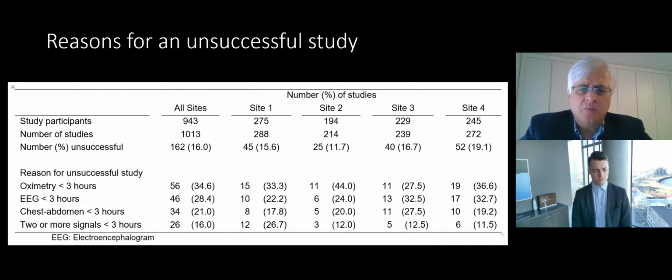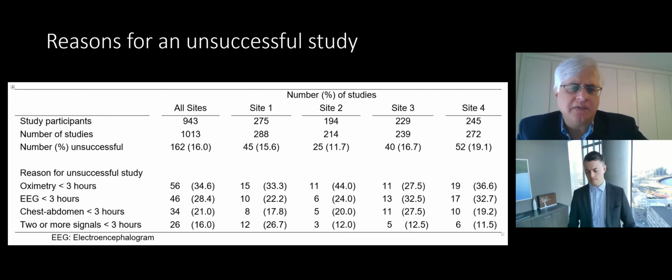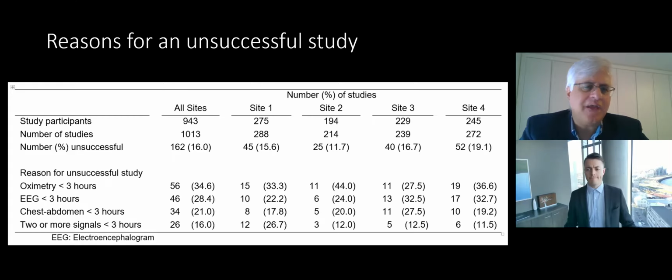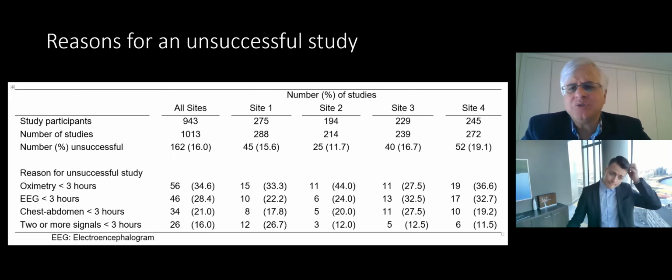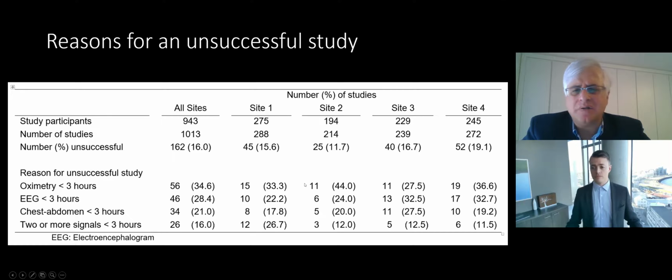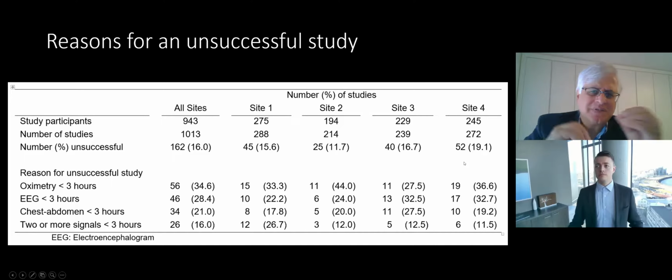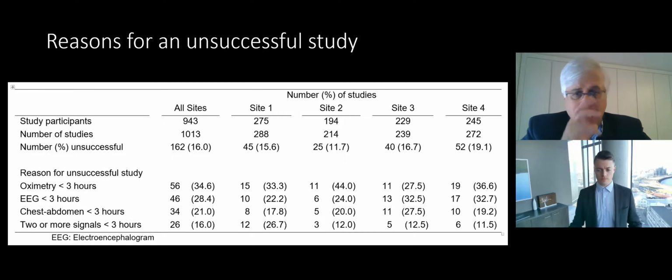The majority of the failures were related to oximetry, not having a contiguous signal for 3 hours, or the belts, or a combination thereof. So it's interesting, one of the most feared signals from the standpoint of signal quality was actually not the cause of our failure. It was the other signals, oximetry being, of course, the most common. And that trend was pretty consistent across all of our different sites. There were some site-to-site variations, but they were not statistically significant.